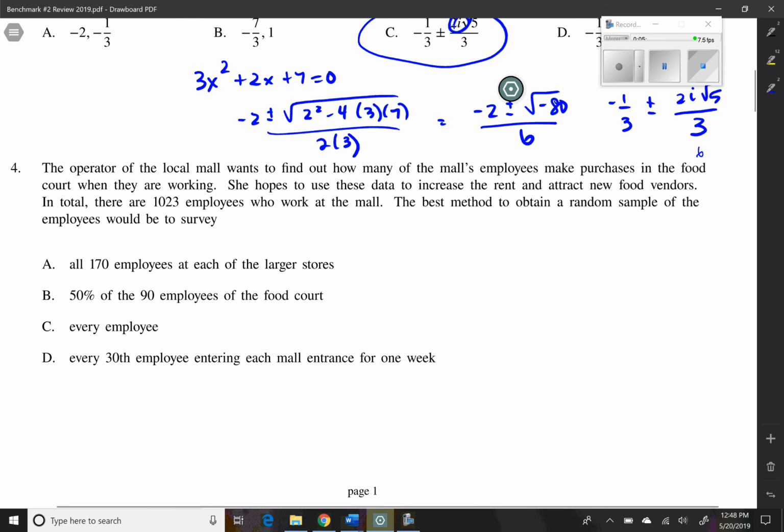All right, the next one. If I read through here, the first two choices have bias in them, right? Just the larger store is not a representative sample. 50% of the 90 employees in the food court, well, that's just a sample of people from the food court. That's not good enough. Every employee would not be a sample. That would be the total population. So D would be a good sample.